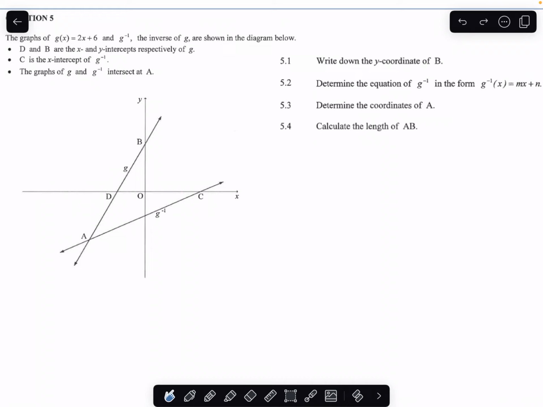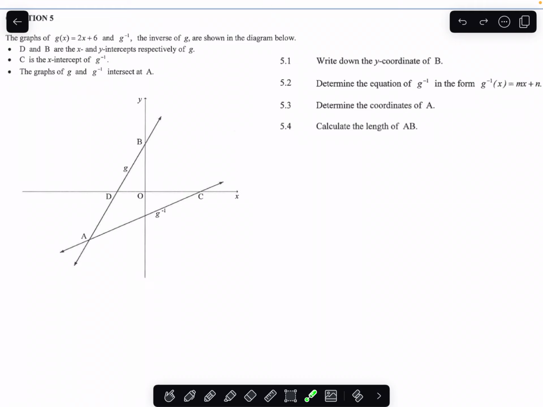So today we are busy with the department's paper 1 from November 2022, looking at question 5. Let's go. The graphs of g of x is equal to 2x plus 6 and the inverse of g are shown in the diagram below. D and B are the x and y intercepts of g. C is the x-intercept of the inverse. The graphs of g and the inverse intersect at A.